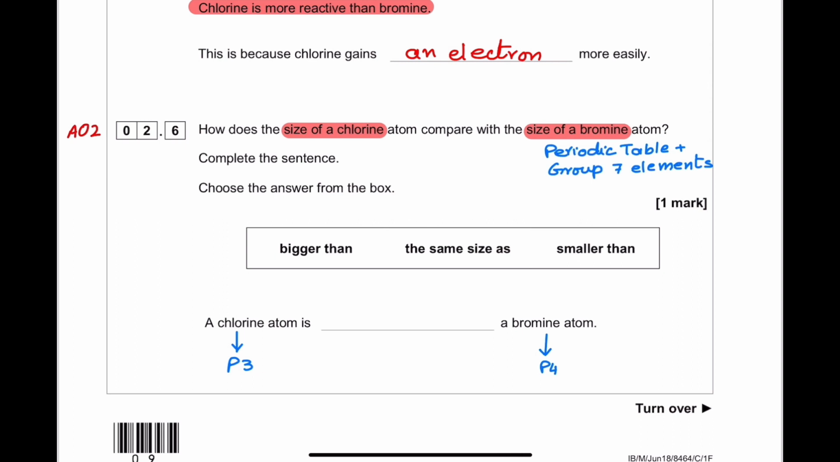If you look in our question, a chlorine atom is dash a bromine atom. As chlorine belongs to period number 3, so it has 3 shells. Bromine has 4 shells. Therefore, chlorine is smaller than bromine. A chlorine atom is smaller than a bromine atom.